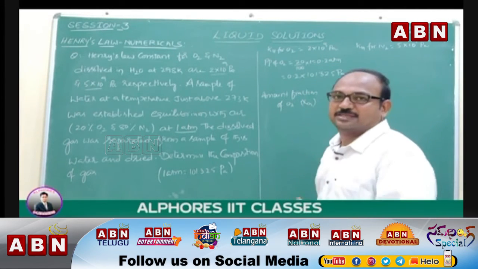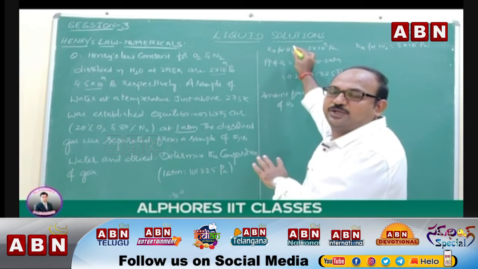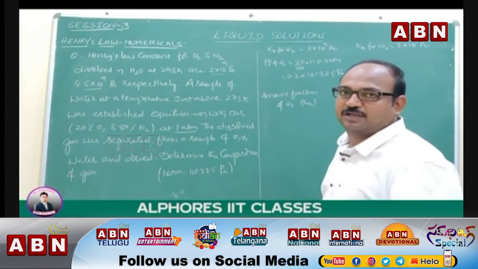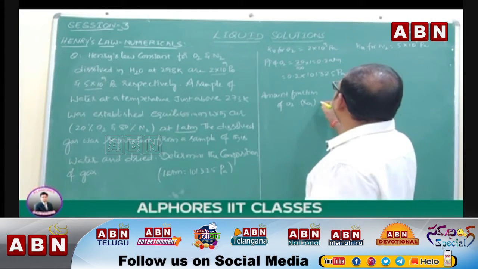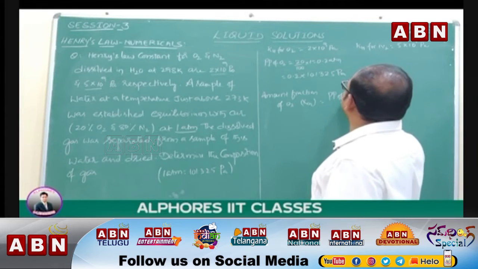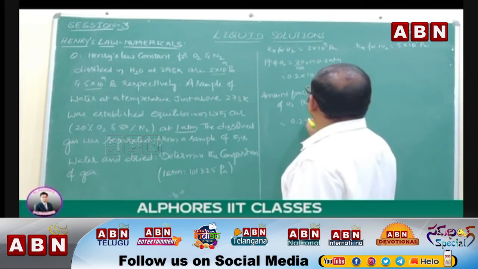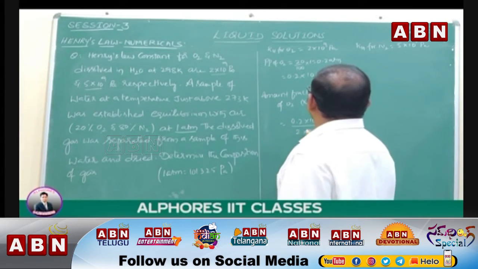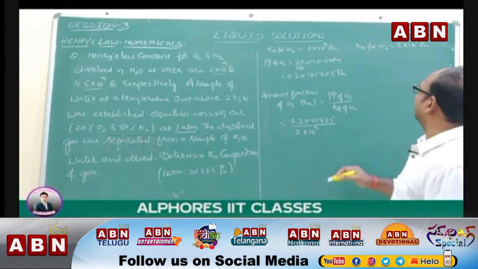As we know in Henry's law, partial pressure of oxygen is equal to KH into mole fraction of oxygen. From that, mole fraction of oxygen is equal to partial pressure of oxygen by KH of oxygen. So that is 0.2 into 101.325 by 2 into 10 power 9. We are getting the amount fraction of oxygen.